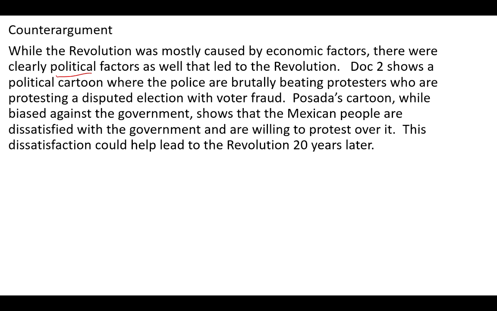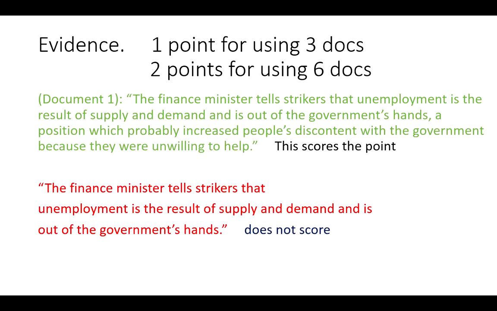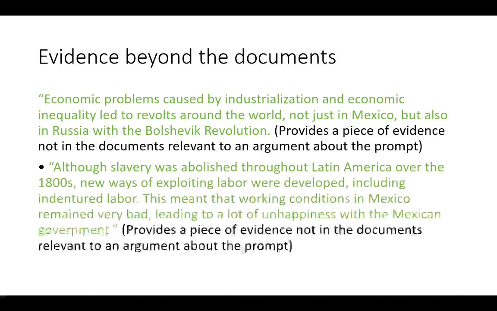Document 2 shows a political cartoon where the police are brutally beating protesters who are protesting a disputed election with voter fraud. Posada's cartoon, while biased against the government, shows that the Mexican people are dissatisfied with the government and are willing to protest over it. This dissatisfaction could help lead to the revolution 20 years later. So what I just did is I said that there was a political factor as well. Okay? All right, that is it.